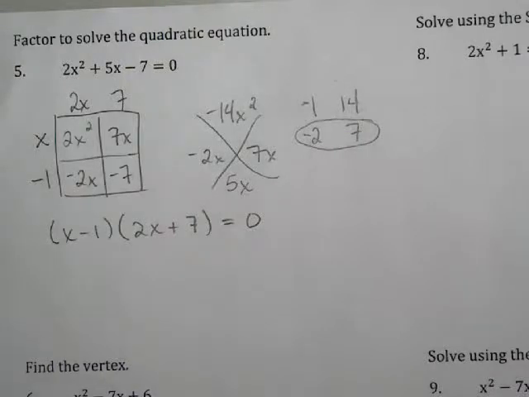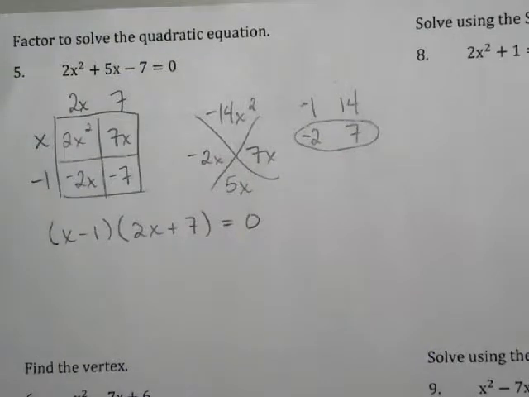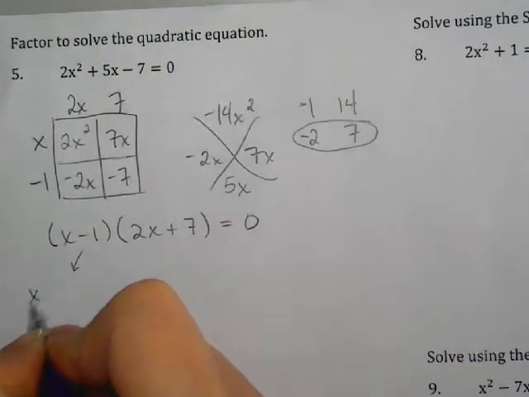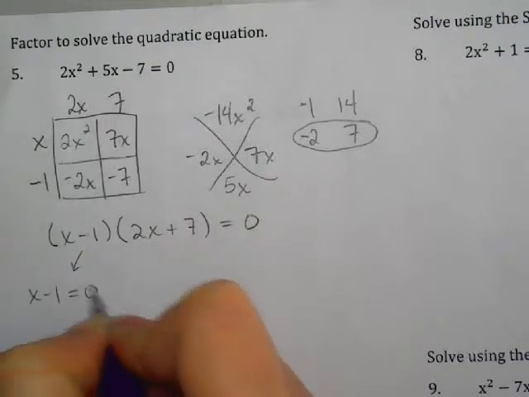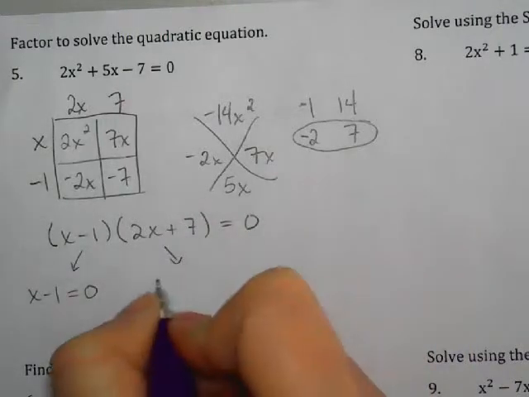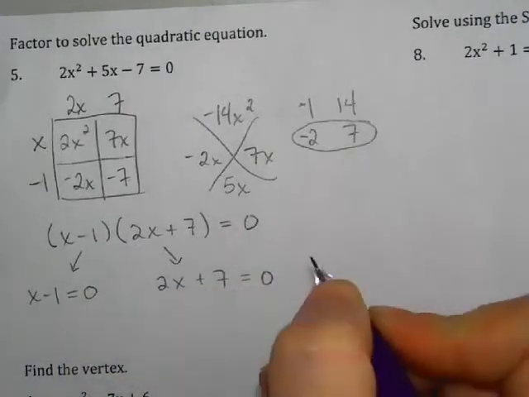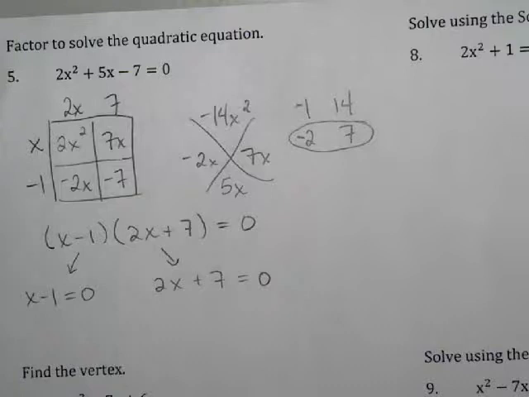So now what do I do to actually solve it? We have it factored. What's the step we take to solve it? The zero product property again. So we set each factor, so x minus 1 equal to 0, and then 2x plus 7 equals 0. And then we solve each one separately.